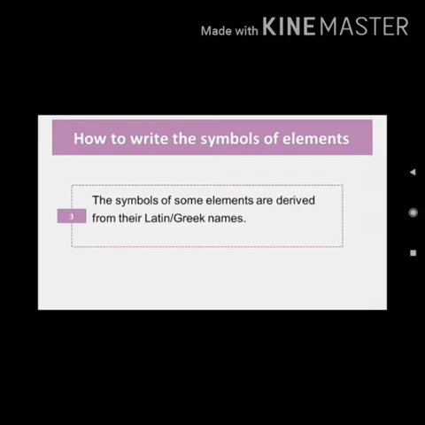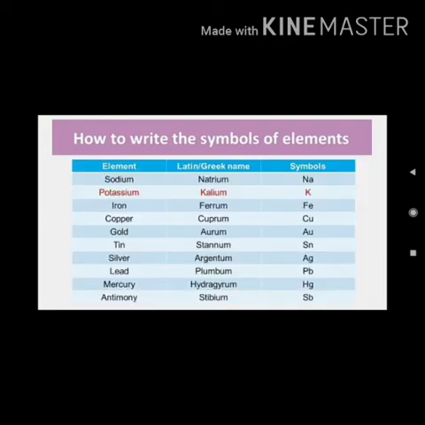And the symbol is given what? Cu. Why? Because C is already given to carbon, Co is already given to cobalt. So what is left? The Latin name is left, that is your cuprum, Cu. Now just look here: sodium, natrium, the Latin name is natrium and the symbol is Na.